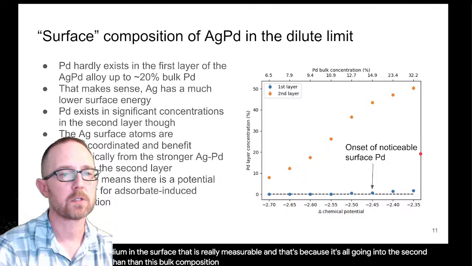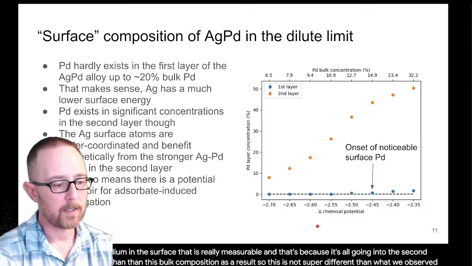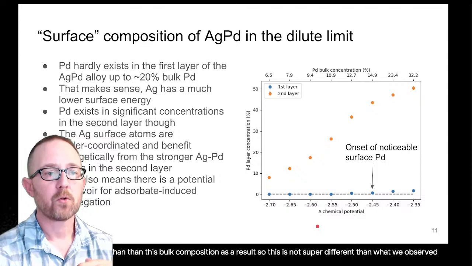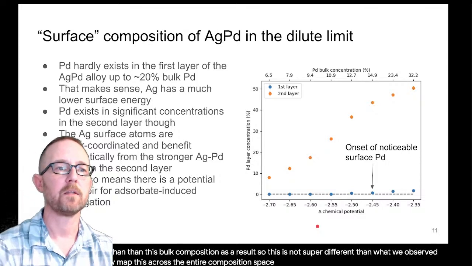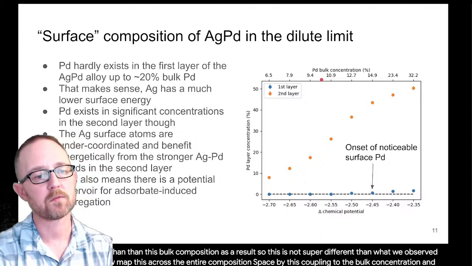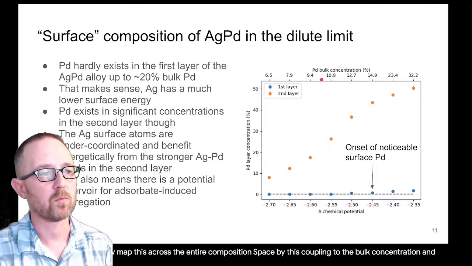So this is not super different than what we observed in 2008, other than we now map this across the entire composition space by this coupling to the bulk concentration and the use of the semi-grand canonical Monte Carlo.